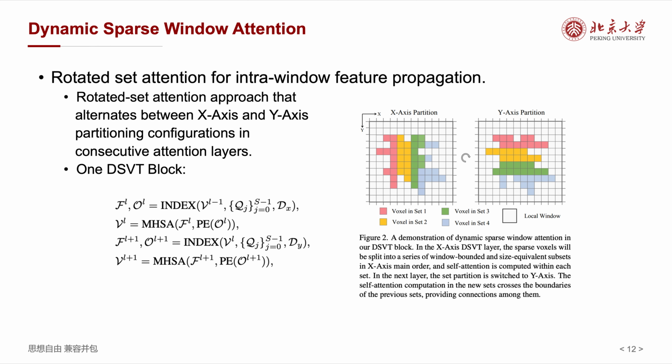As shown in the figure, we set two attention layers in a transformer block. These two attention layers adopt different partition strategies. One is based on the main sequence of the x-axis, and the other is based on the main sequence of the y-axis. As shown in the figure, the two types of partition will overlap, and the voxels of different sets will interact with each other and break the boundary of the local set.